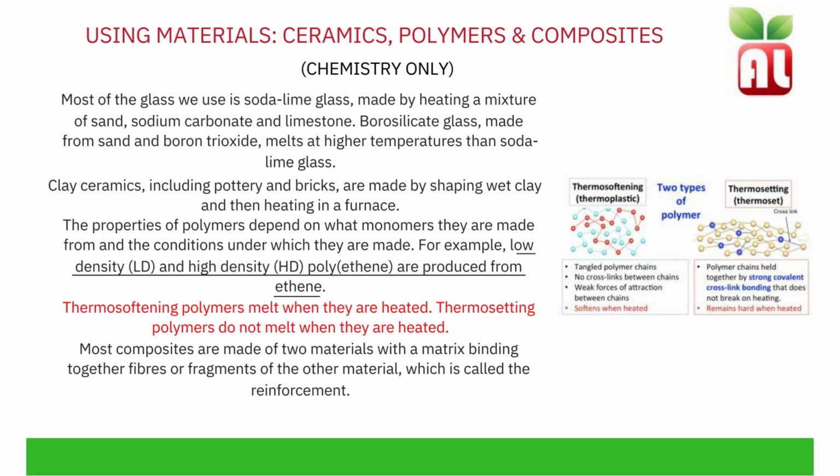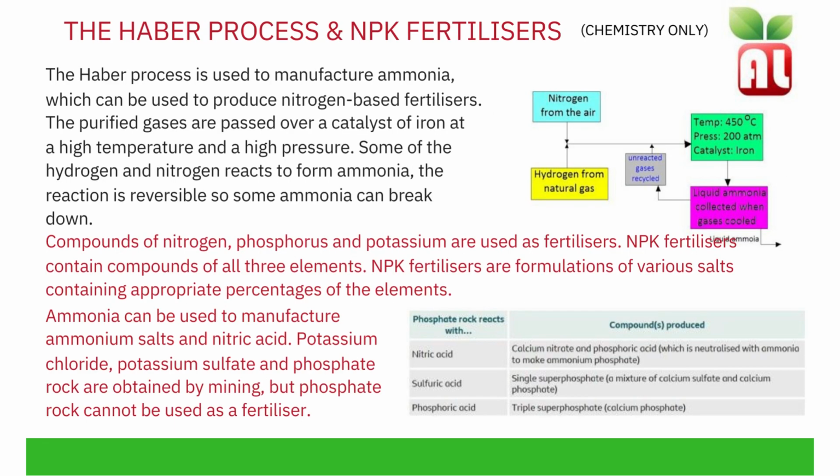Most composites are made of two materials with a matrix binding together fibres or fragments of the other material, which is called the reinforcement. The Haber process and NPK fertilisers. The Haber process is used to manufacture ammonia. It can be used to produce nitrogen-based fertilisers.